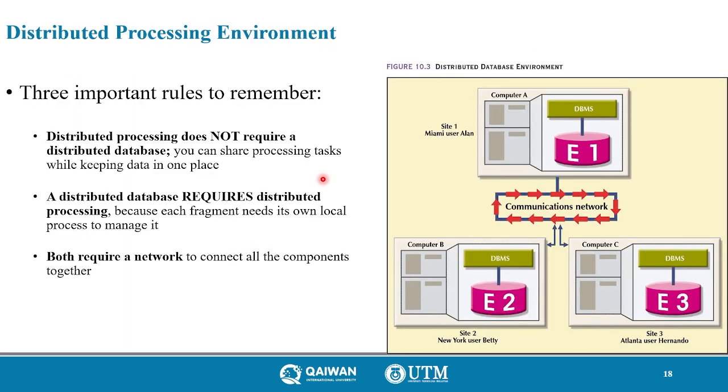Now, in a distributed processing environment, there are three important rules to remember. Distributed processing does not require a distributed database. You can share processing tasks while keeping data in one place. Just like this, for example, this computer generates a report. This workstation will do some updates, but all data would be saved in here. If they do something, they would access it from here. Both require a network, distributed database and distributed processing. They both need the network to connect the components together.